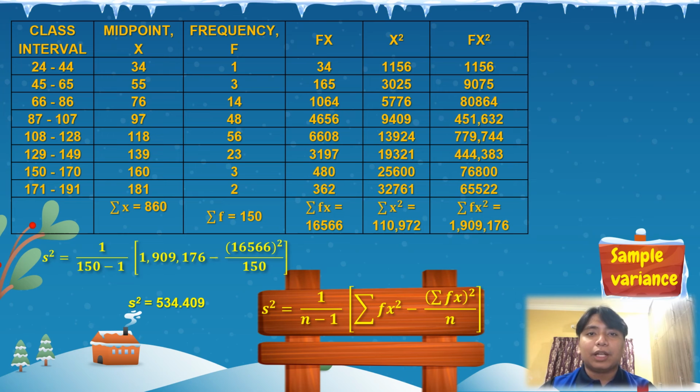The third part in numerical descriptive measure is measure of variance. In this part, we calculate the sample variance first. In the sample variance, we use class interval, midpoint X, frequency F, Fx, X squared and Fx squared. When we use the formula to calculate the sample variance, the answer we get is 534.409, and this is the answer for sample variance for price.